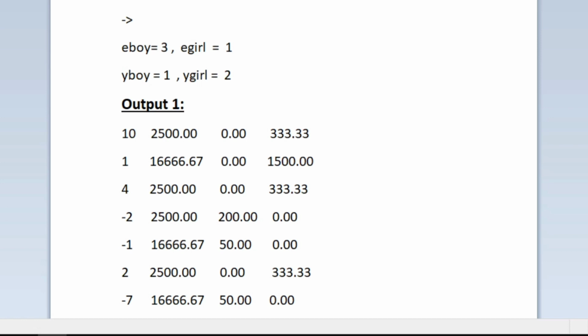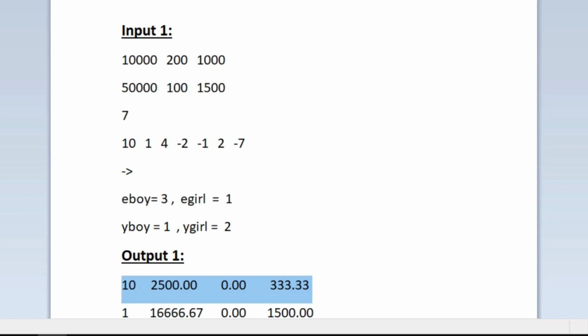So the first integer out of the n integers is 10. The integer 10 is even and positive, so it means that the child belongs to the elder brother and is a boy child. Now we have to divide the property of the elder brother. Let us see the property owned by the elder brother. It is given in the first line of our input. The elder brother has 10,000 rupees, 200 grams of gold, and 1000 square feet of land.